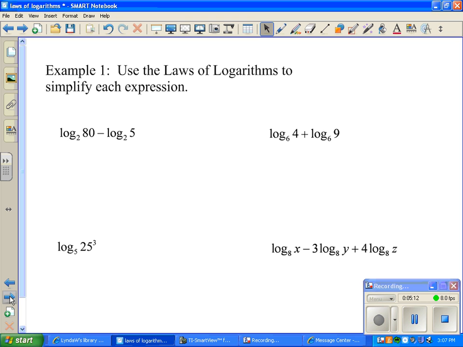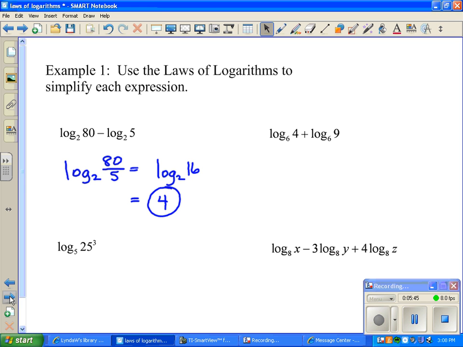So here's a couple of examples. In the first one, if you were trying to find log base 2 of 80, it would not be a nice rational answer. Neither would log base 2 of 5. But if I use the property that subtracting two logs with the same base, I would get 80 divided by 5. That's what I'm taking the log of. And you remember that 80 divided by 5 is 16. Now all you have to do is think, 2 to what power makes 16? And that answer is 4. So by combining it into one logarithm problem, it made the problem easier for us.